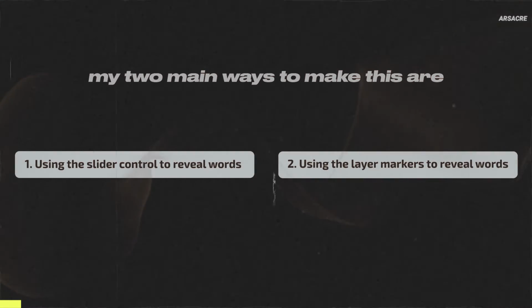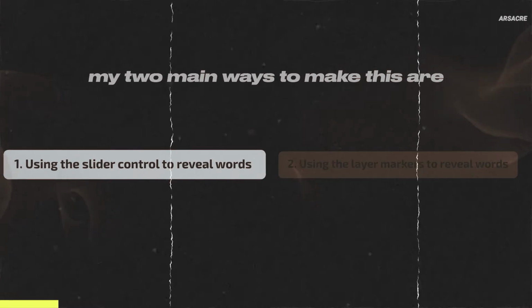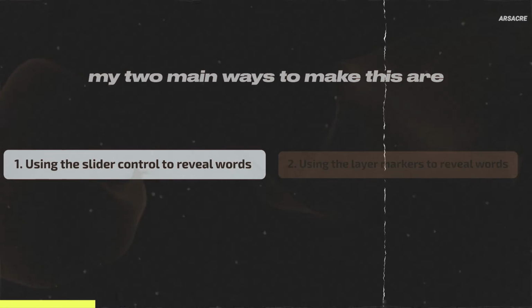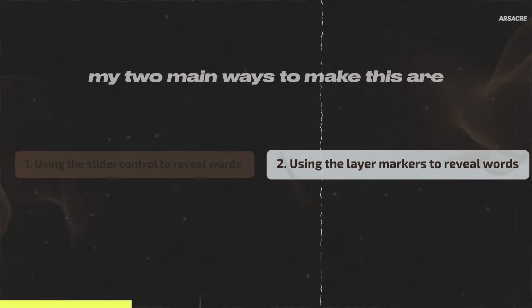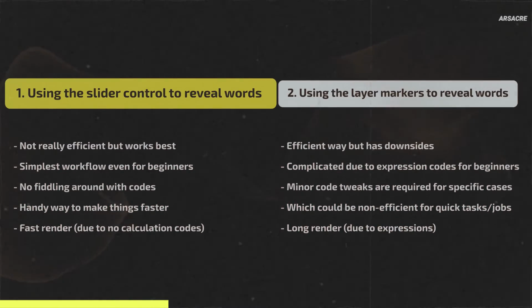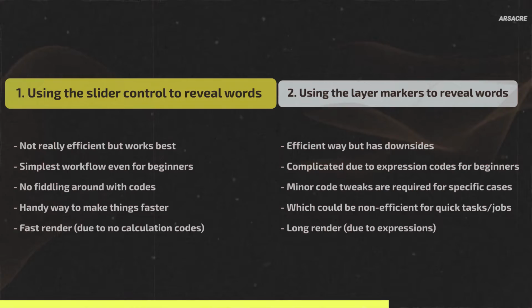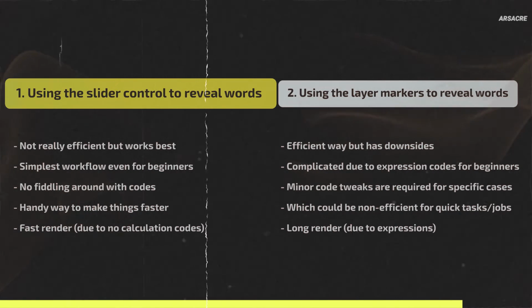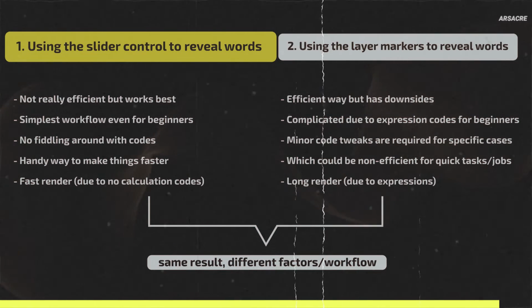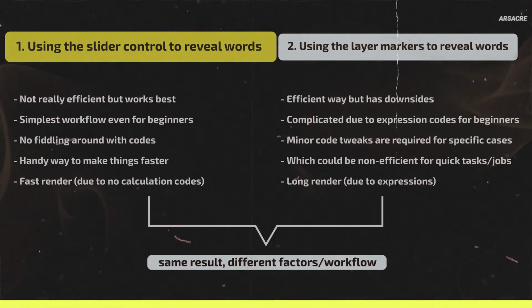There are several ways to do it. My two main ways to make this are: number 1, using the slider control to reveal words. Number 2, using the layer markers to reveal words. We will use number 1. Number 2 is efficient, but the downsides are that it's complicated due to expression codes. Sometimes you have to tweak the code for some cases, which I believe no one wants to do if the task has to be quick. Also, it has a long render time, because expression codes make the project heavy due to the continuous calculations they are making. Number 1 is not as efficient but is fast and mostly handy, and also renders fast. At the end, whatever method you choose, the result will be the same, just the workflow will be different.